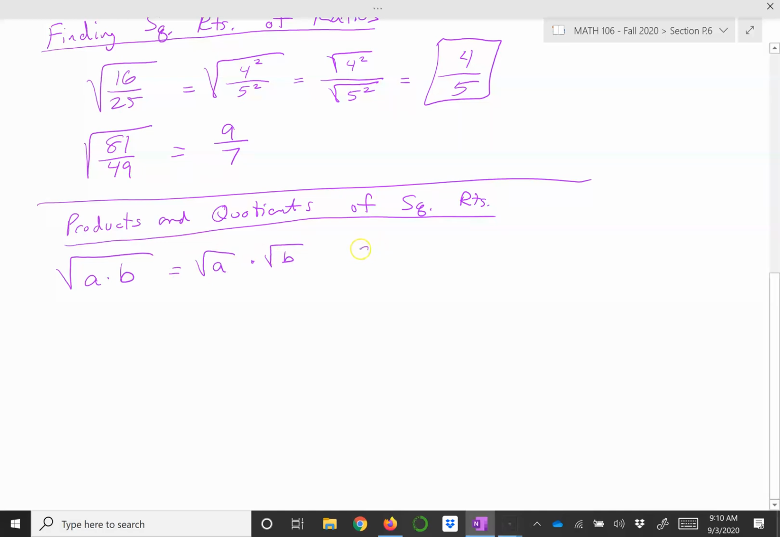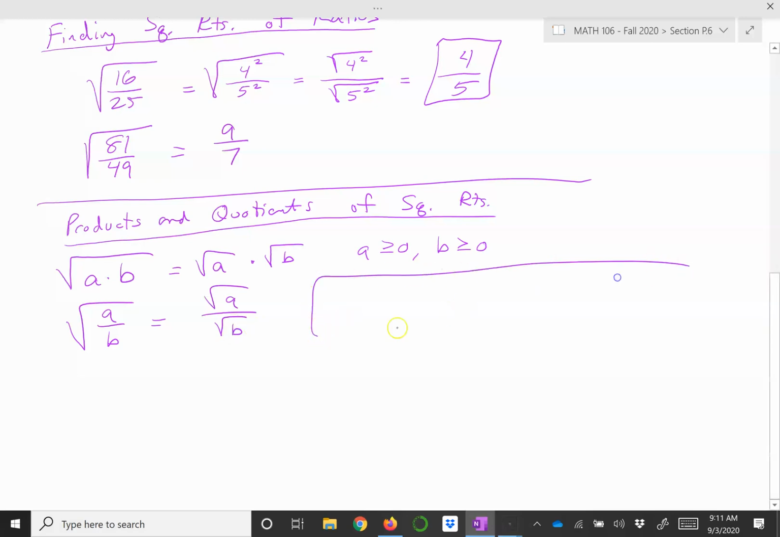Now, some caveats again for these is that A has to be greater than or equal to 0, and B has to be greater than or equal to 0, because we do not want to deal with negative square roots. And again, if you have the square root of A over B, go ahead and split that square root like we did in that previous example with just the ratios of integers. Now here's a warning. I'm going to put it in a box over here. We'll call it warning because some people, I've seen this mistake. Now we're able to do these splitting ups with multiplication, products, and then division, quotients.